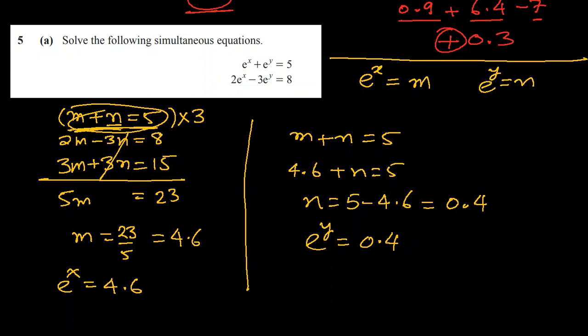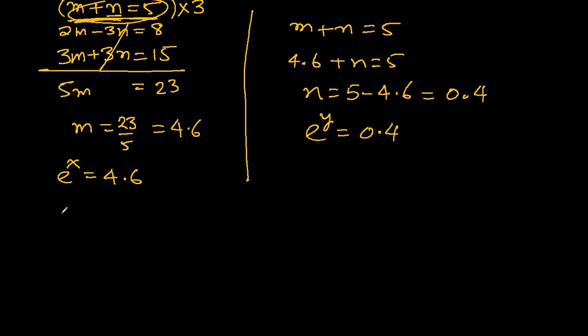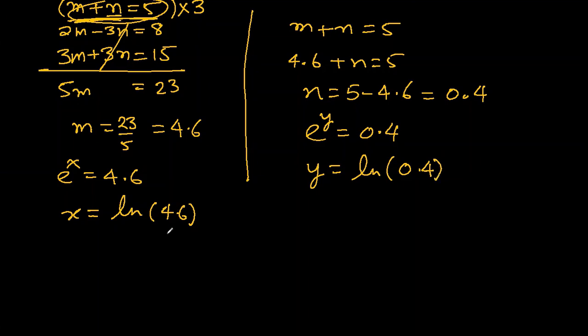So to find x, we will remove e. When we remove e from one side, the other side becomes natural log 4.6, and similarly y will be natural log of 0.4. Let me use my calculator to evaluate these two.